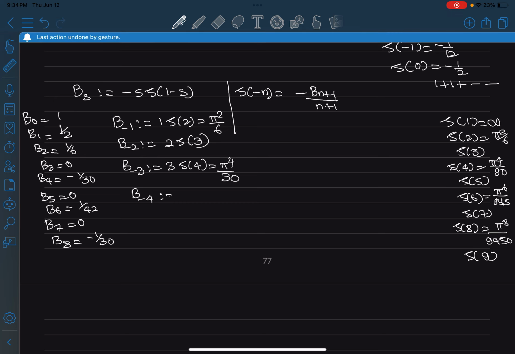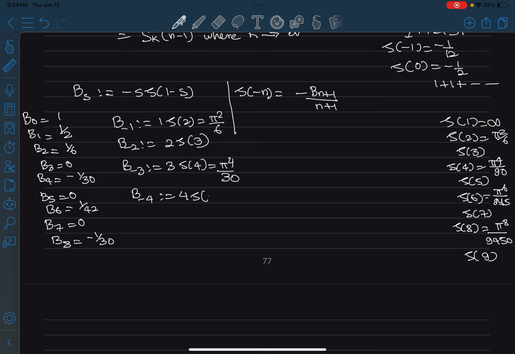Like this will just be 4 times zeta of 5. Similarly, let's say if you want to find Bernoulli with subscript half, this will just be half times zeta of 3 by 2, right? And maybe zeta of 3 by 2 is known. I don't really know about that. And if you want to find the Bernoulli with subscript negative half, that will be negative half zeta of half, right? So this basically helps us define Bernoulli numbers for all these indices, right?